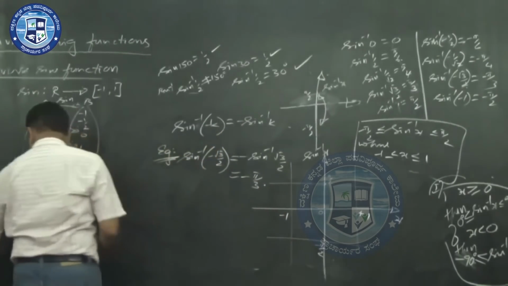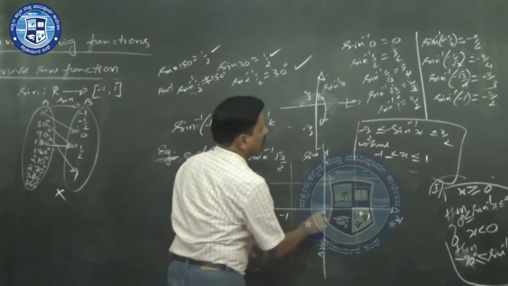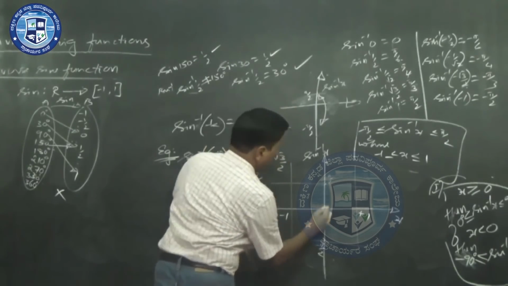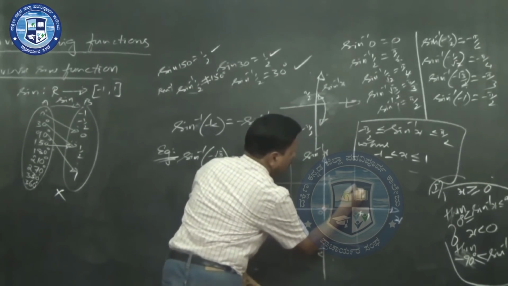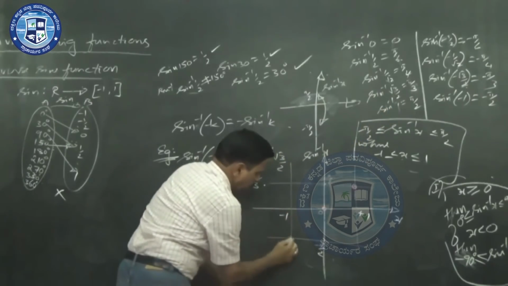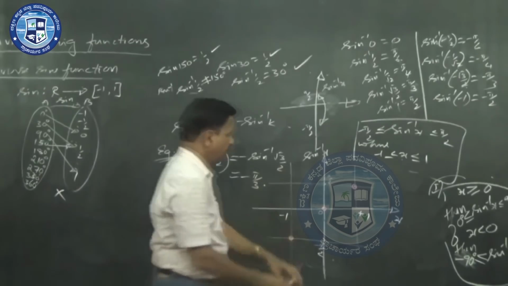Okay, so if you take the example, let us see, sine inverse 0. Sine inverse 0 is 0, one point is here. Then sine inverse 1, you know that it is pi by 2. Sine inverse minus 1, minus pi by 2. And you have got so many values in between.